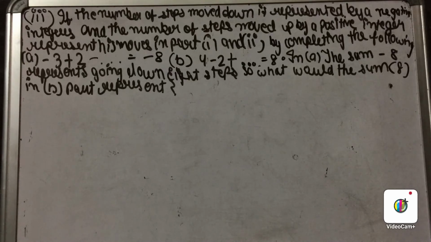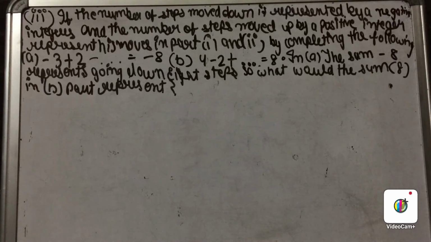If the number of steps moved down is represented by a negative integer and the number of steps moved up by a positive integer, represent his journeys in the first and second parts by completing the following A and B. In A, the sum minus 8 represents going down by 8 steps. So what would the sum 8 in B represent? So now what you have to get is minus 3 plus 2 equal to minus 8. How many times you have to repeat this process, minus 3 plus 2, 4 minus 2, to get these two, minus 8 and 8? We have to clarify that in this question.